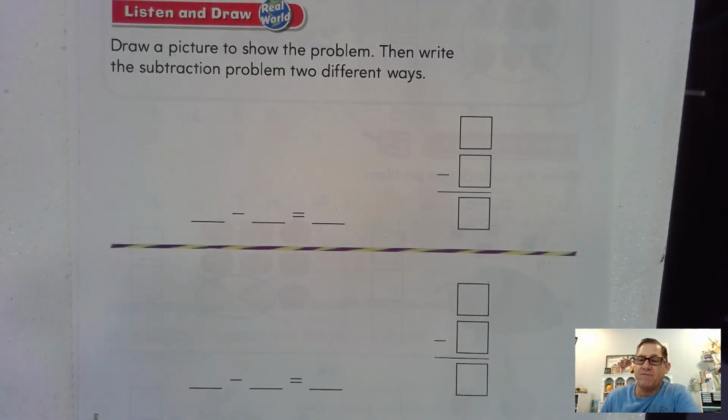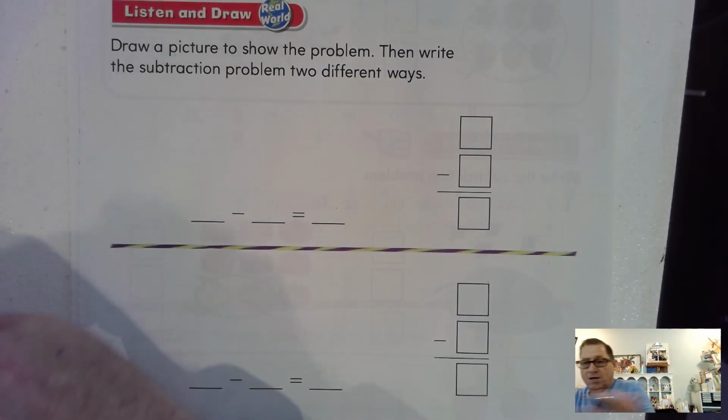There are 5 birds in a tree. 2 birds fly away. How many birds are still in the tree? Okay, so there was 5 birds and 2 birds flew away. How many birds are still in the tree? Okay, so go ahead and draw a picture of that and then write the number sentence.